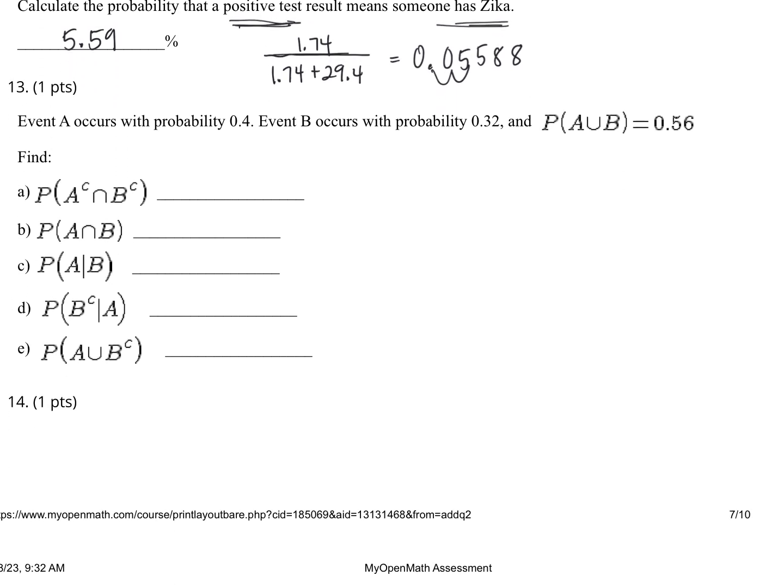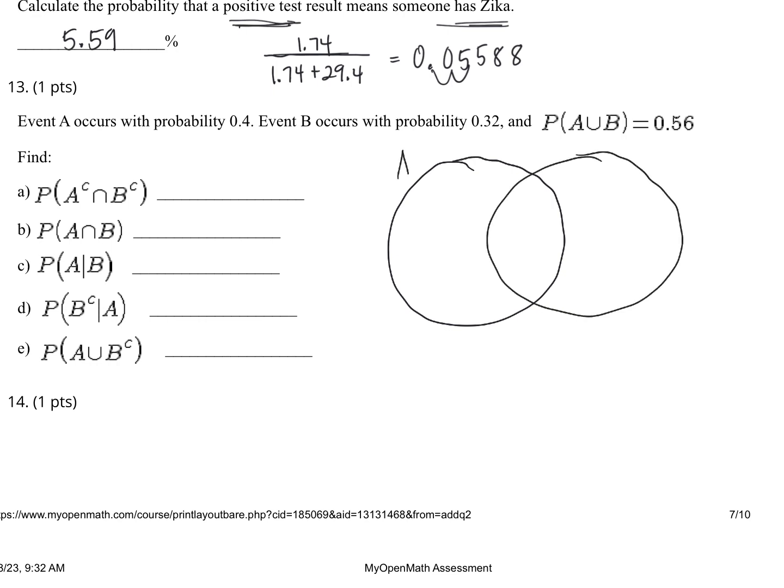All right, 13. Event A occurs with probability 0.4. Event B occurs with probability 0.32. And the probability of A union B is 0.56. Okay, so this is an interesting way to give you the information. So let's draw our diagram. We have A, we have B. A is 0.4, so that means the whole circle A. The whole circle B is 0.32, and together the total is 0.56.